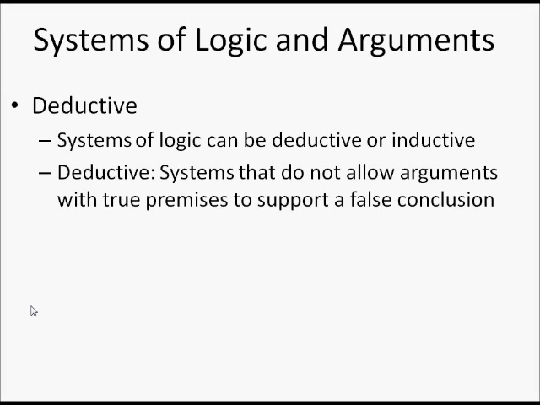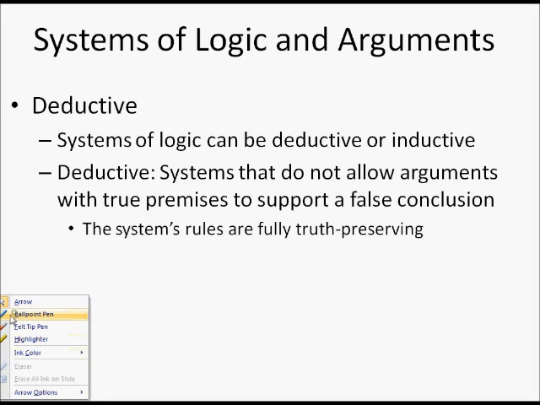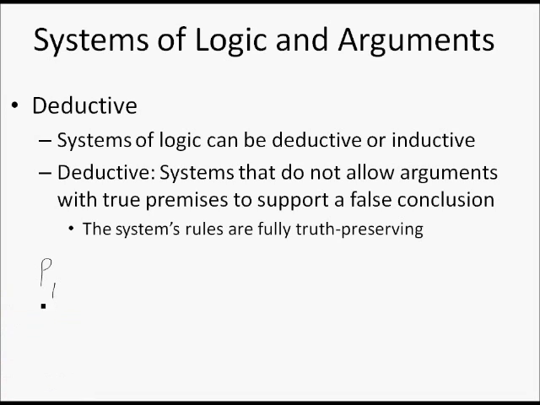A system of logic that is deductive does not allow arguments with true premises to support a false conclusion. This is called that the system of logic has rules which are fully truth-preserving. Now, what this means in practical terms is that if we have an argument that has a premise 1, premise 2, and a conclusion, and if premise 1 is true and premise 2 is true, then for the argument to be deductive, the conclusion must be true according to the rules.